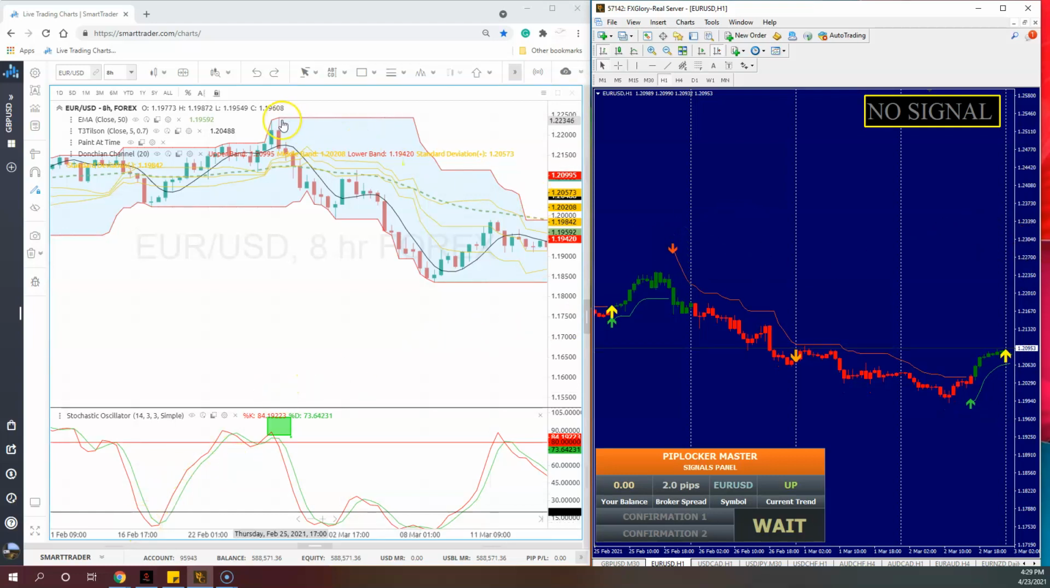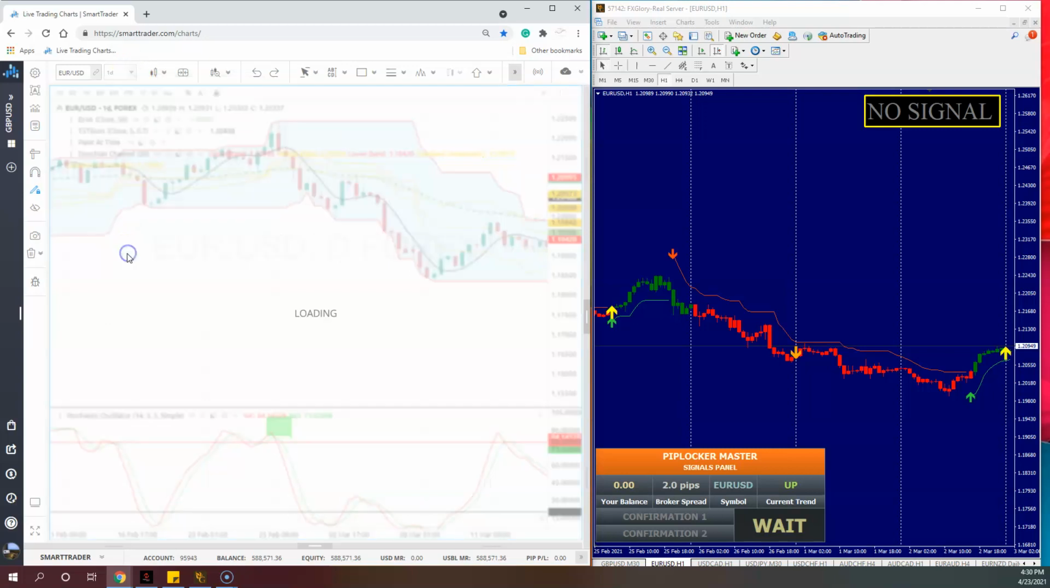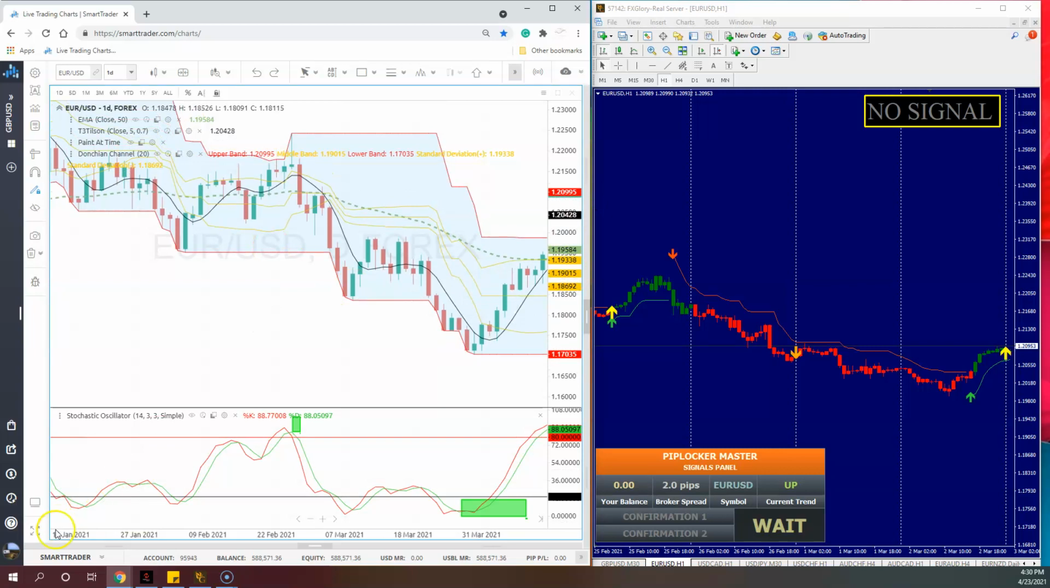So even if I'm not looking at my charts, Piplocker will generate a signal. If I'm in my office, I can hear it and immediately go to the chart, confirm it on the Donchian channel to make sure that price is overbought and hitting the upper channel, and that stochastics is overbought on both the daily and 4-hour chart. And we've got a trade.